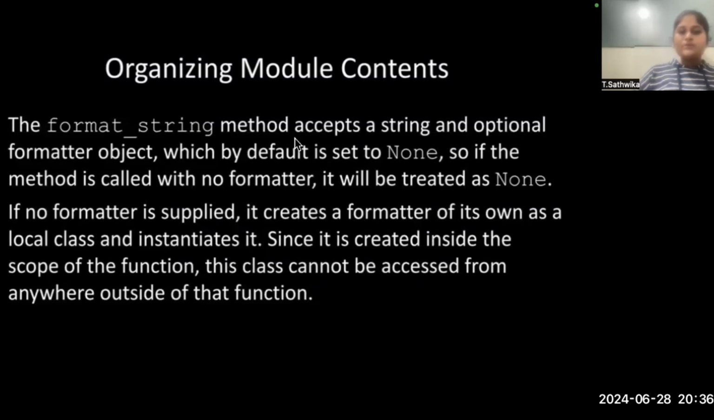Now the format_string method accepts a string and an optional formatter object, which by default is set to None. And so if the method is called with no formatter, it will be treated as None. If no formatter is supplied, it creates a formatter of its own as a local class and it instantiates it. Since it is created inside the scope of the function, this class cannot be accessed from anywhere outside of that function.